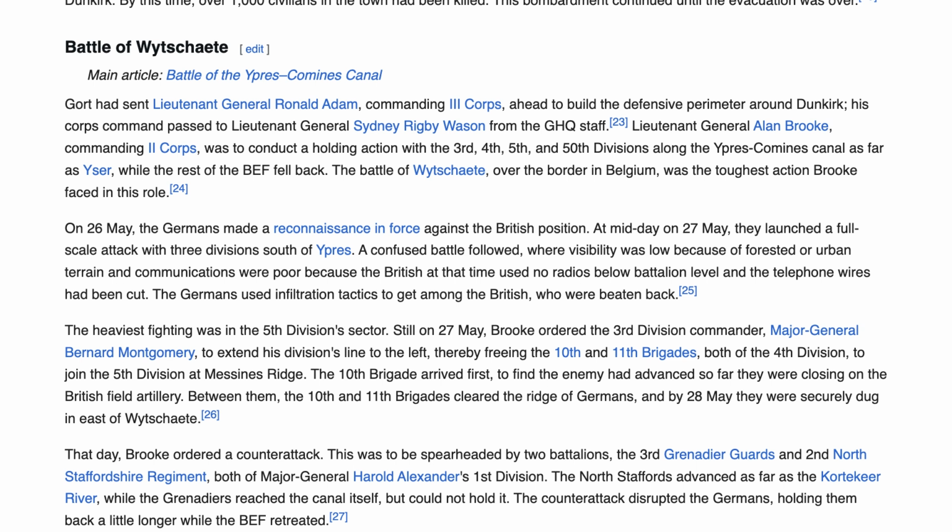On the 26th of May, the Germans made a reconnaissance in force against the British position. At midday on the 27th of May, they launched a full-scale attack with 3 divisions south of Ypres. A confused battle followed, where visibility was low because of forested or urban terrain and communications were poor because the British at that time used no radios below battalion level and the telephone wires had been cut. The Germans used infiltration tactics to get among the British, who were beaten back. The heaviest fighting was in the 5th Division sector.